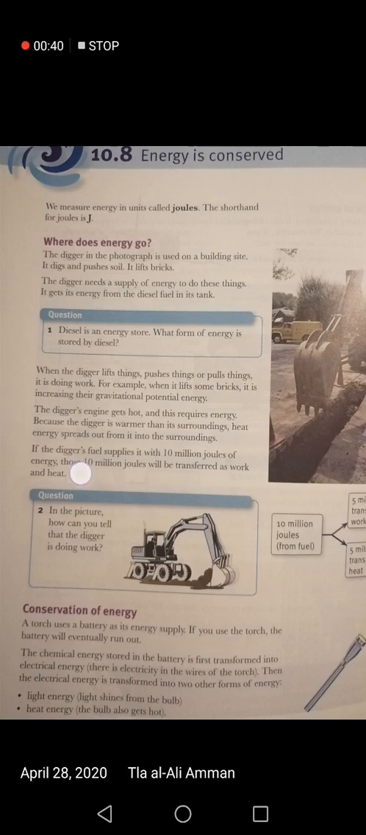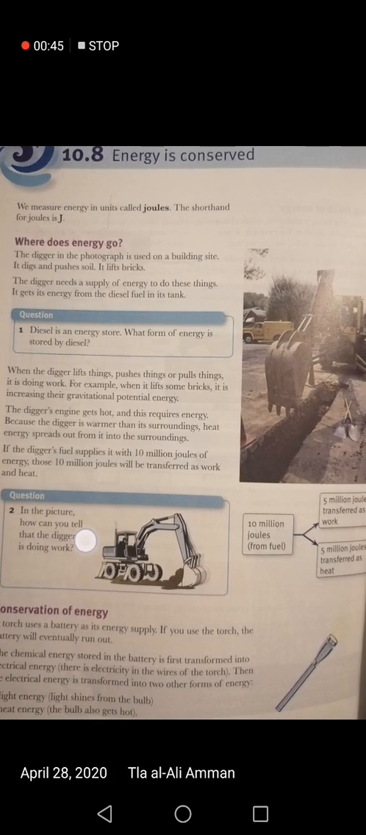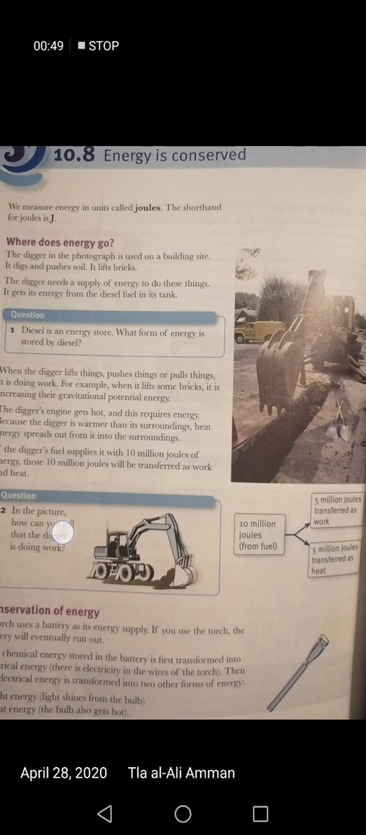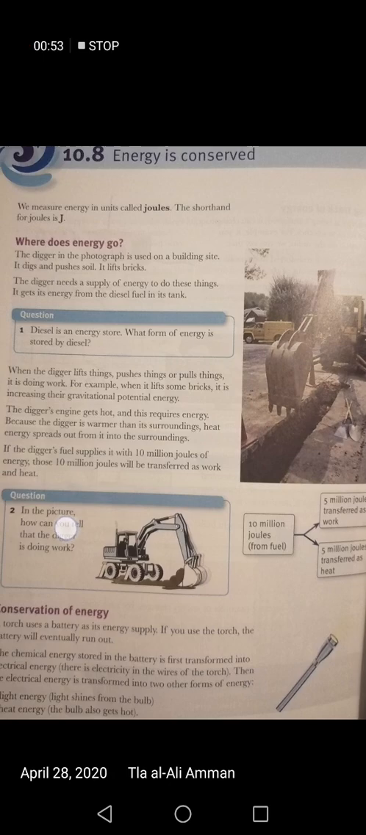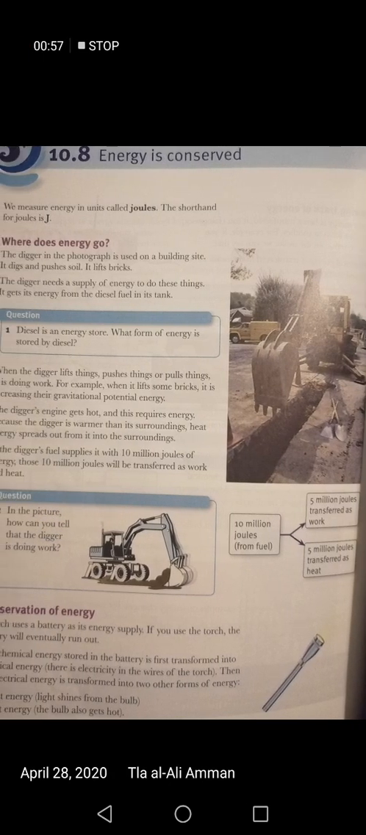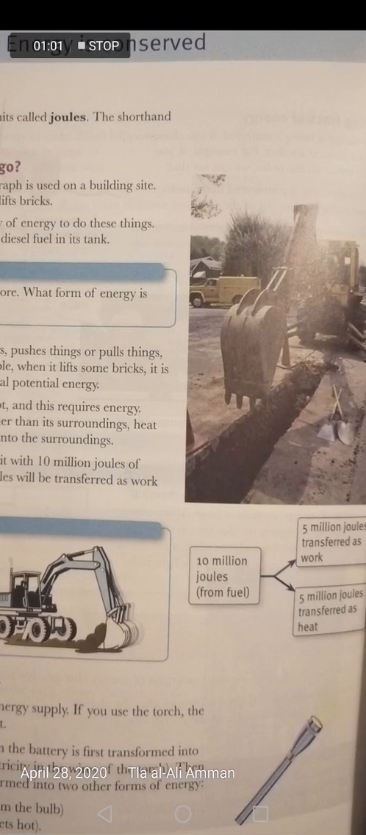So where does energy go? Here we can see a picture of a digger, and it's used in many different sites to dig in the ground and take the dirt out. Now, the digger needs a supply of energy to do these things. It gets it from where? From the fuel in the tank. And this energy of the fuel is chemical energy.